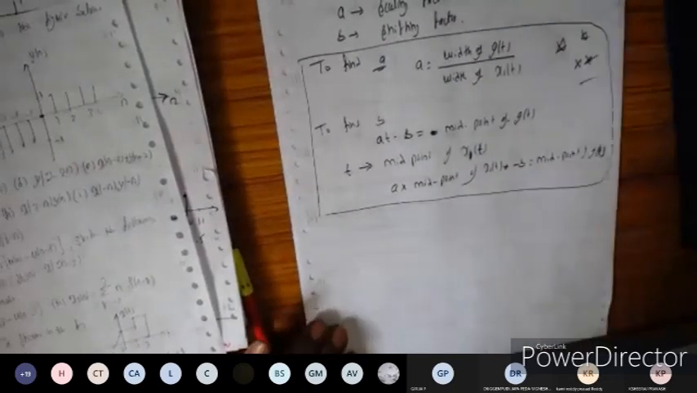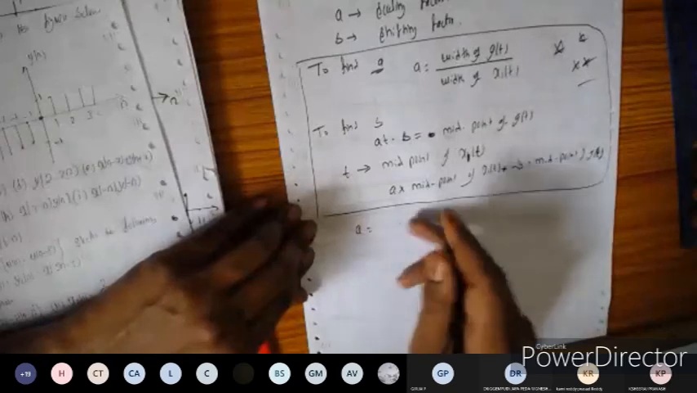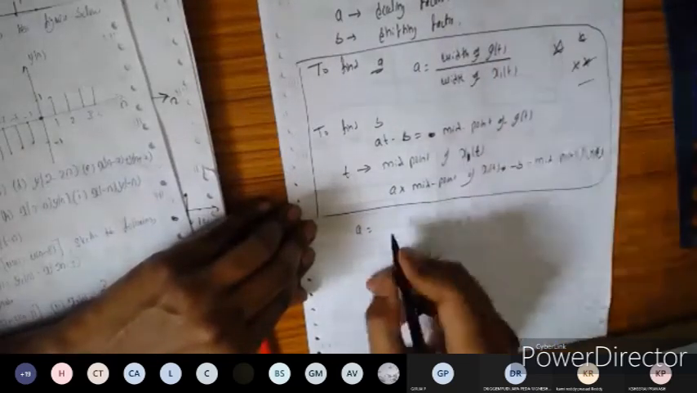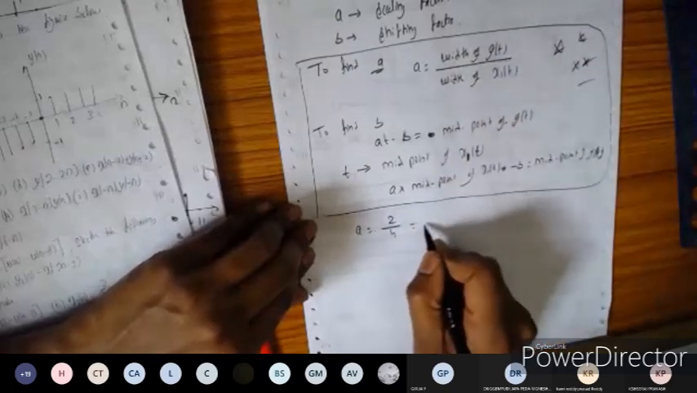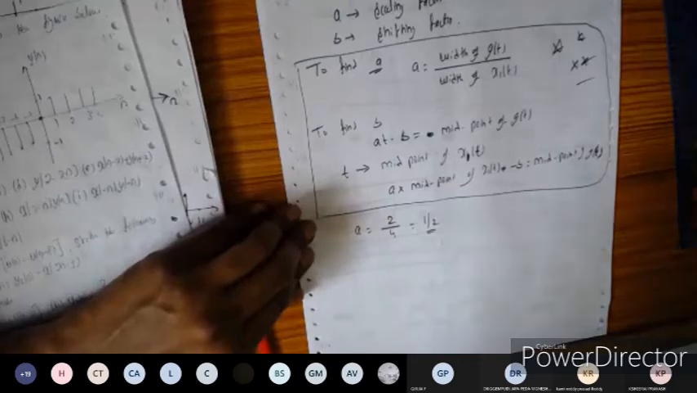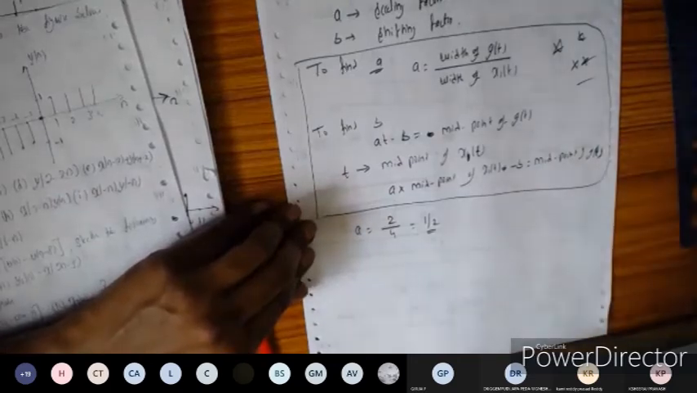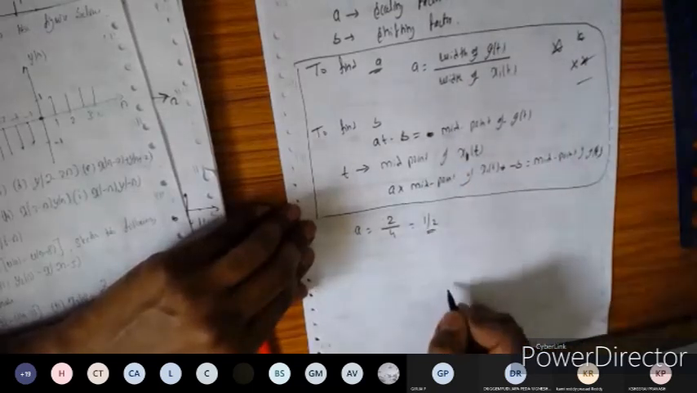8 to 10 marks, they're going to ask this problem. Now let us find out the a here. So a is equal to the width of g of t, which we already know is 2 here, and the width of x1 of t is 4. So it has become 1 by 2. A is equal to 1 by 2 we will get here.